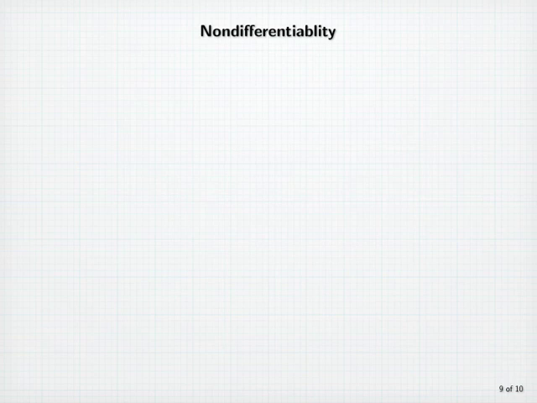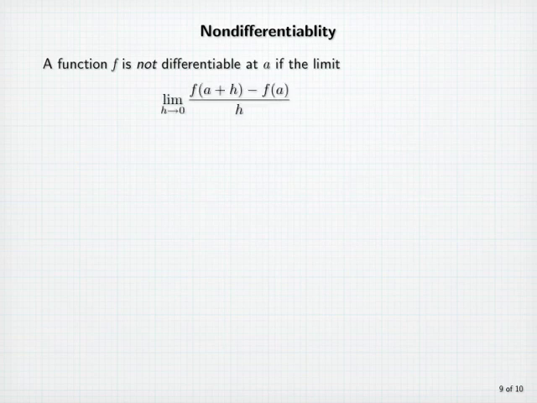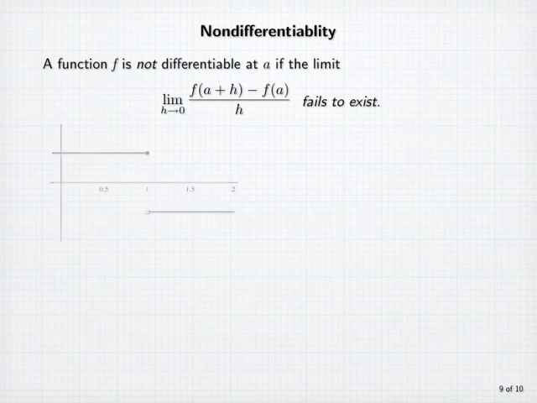Non-differentiability. A function f is not differentiable at a if the limit defining f prime of a fails to exist. Here's the graph of a function that fails to be differentiable at x equals 1. Let's try to see why that's true.